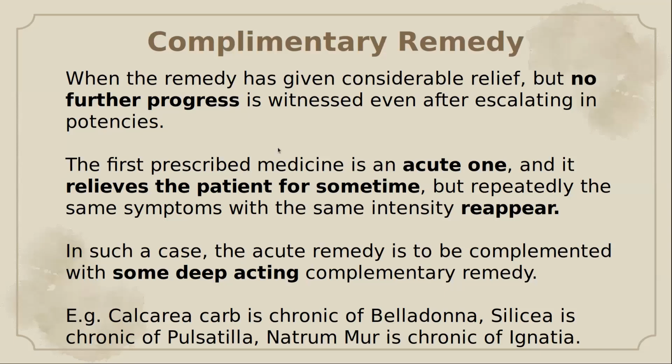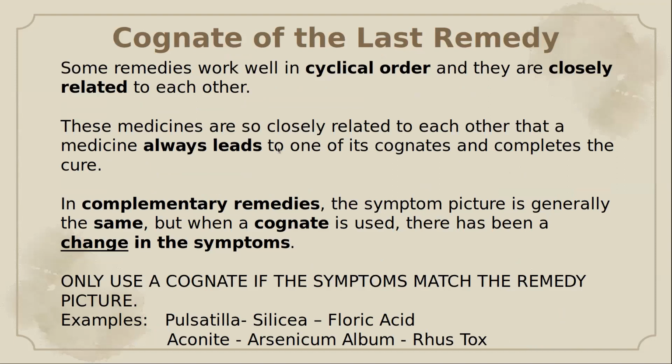Cognate of the last remedy. Some remedies work well in cyclical order and they are closely related to each other. These are different from the complementary remedies. With complementary remedies, the symptom picture is generally the same, but when a cognate is used, there has been a change in the symptoms.